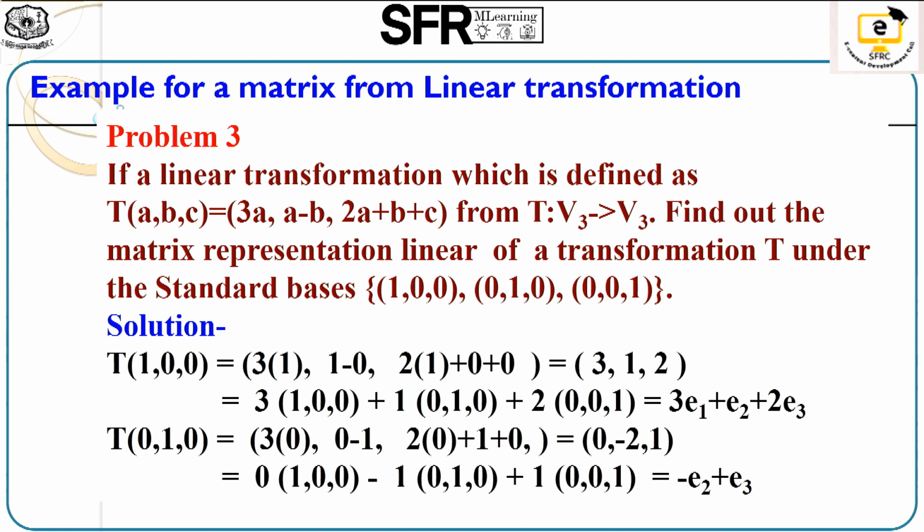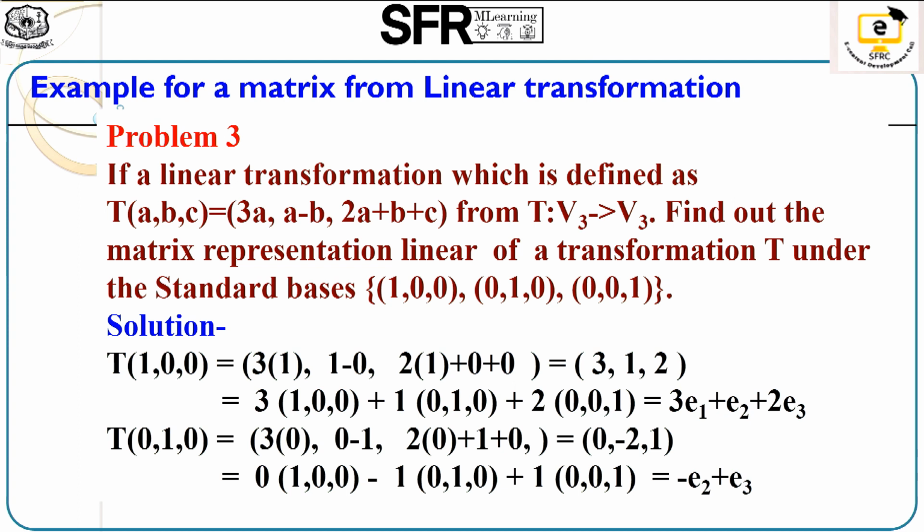Next we take the second standard basis vector, T of (0,1,0). Here we use a equal to 0, b equal to 1 and c equal to 0 in that given transformation. The first value is 3a, where a is 0, therefore 0. The second value is a minus b, here a is 0, b is 1, therefore we get minus 1. The third value is 2a plus b, where b is 1 and c is 0. Therefore, we get (0, minus 1, 1).